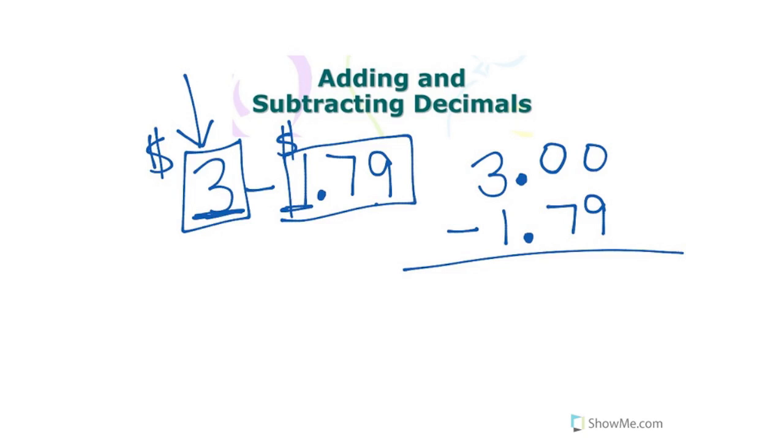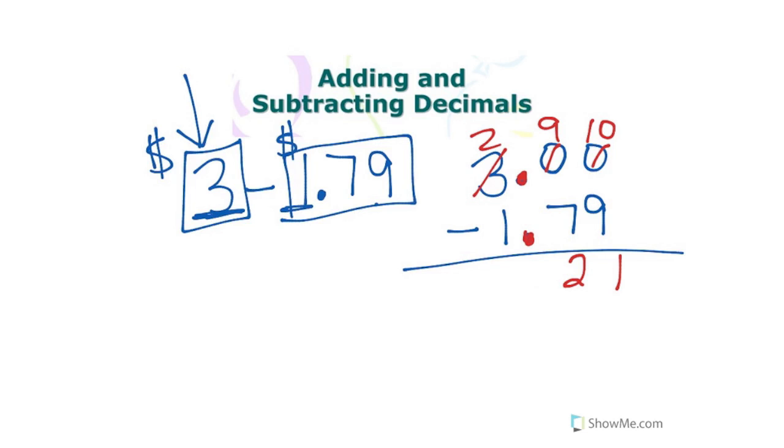I went ahead and lined up my decimals. I put in the correct place value, and I added my zeros as place values. Now let's subtract. Okay, that becomes a 2, 9, and 10. 10 minus 9 is 1. 9 minus 7 is 2.